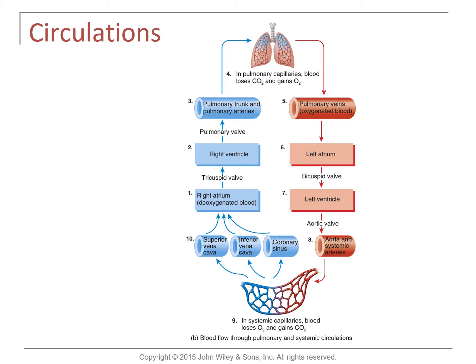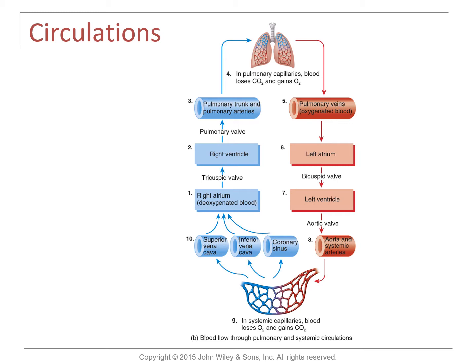In the lungs, gas exchange occurs so that carbon dioxide is removed and oxygen is loaded into the blood. This oxygen-rich blood then returns to the heart via the pulmonary veins into the left atrium, which moves the blood past the bicuspid valve into the left ventricle. The left ventricle pumps the blood past the aortic valve into the aorta and the systemic arteries, which brings blood to the tissues of the body as well as the heart.